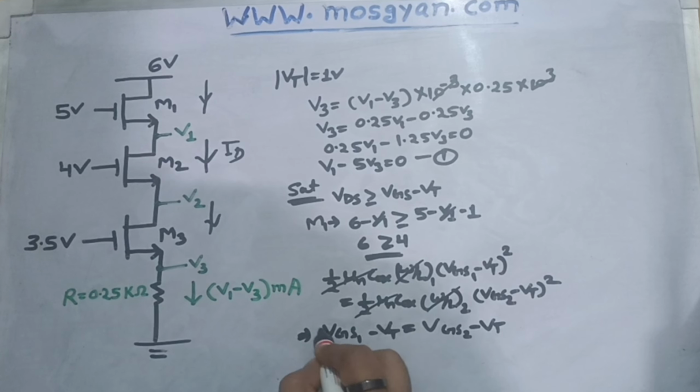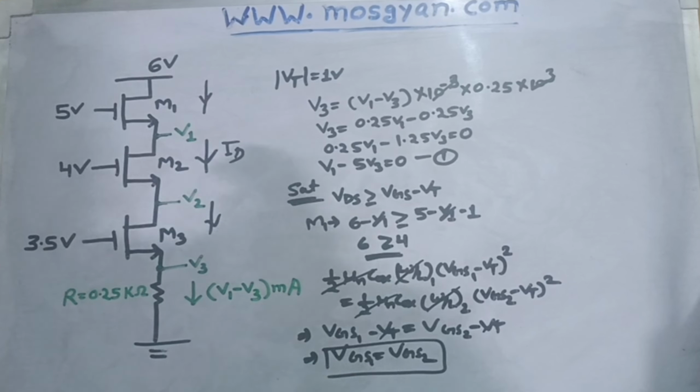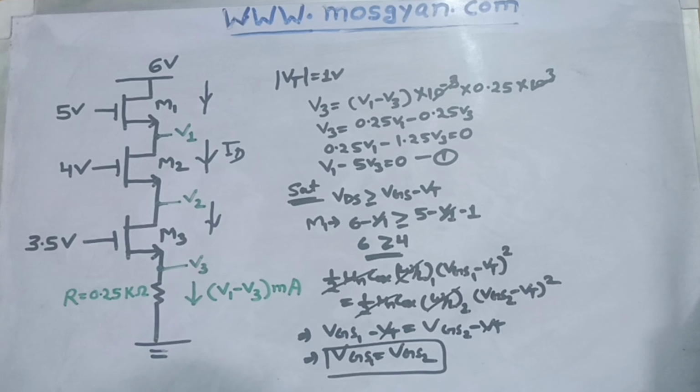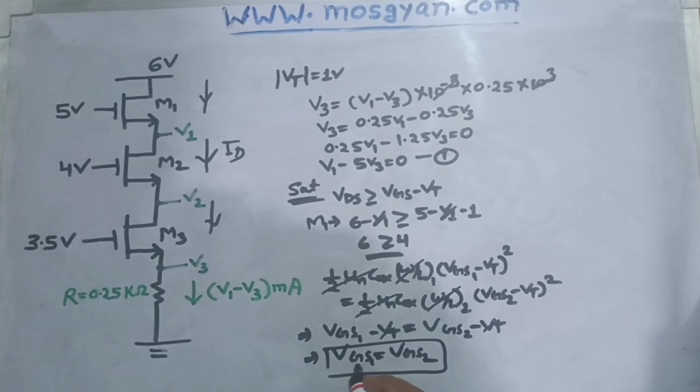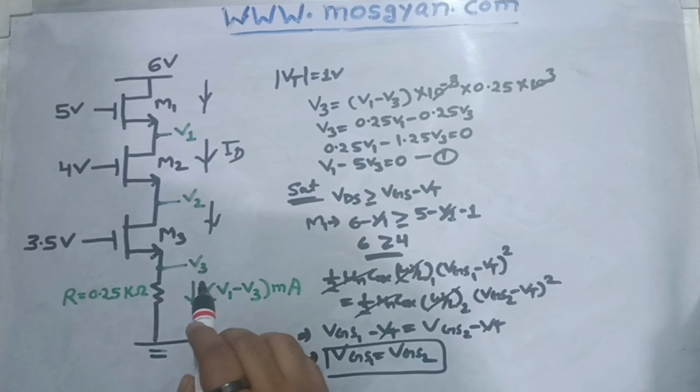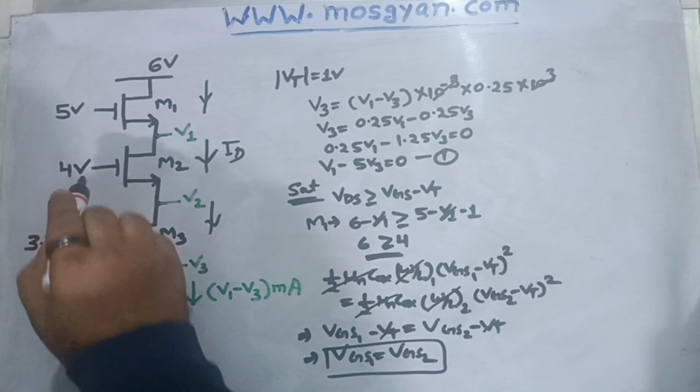So even Vt we can cancel out. So VGS1 and VGS2 should be equal, right? This is the key equation which will be applied for all the three MOSes, and then we will get the equations. So let's apply this equation for MOS M1 and M2. VGS should be equal for both these MOSes.